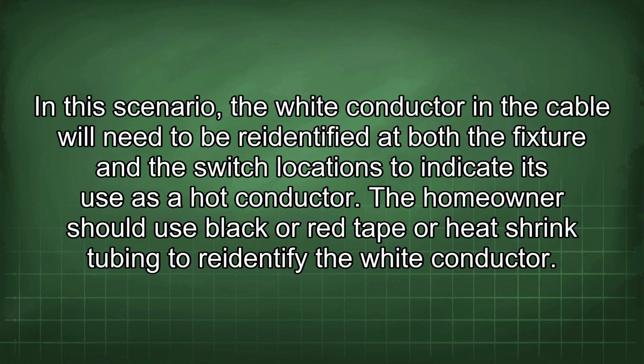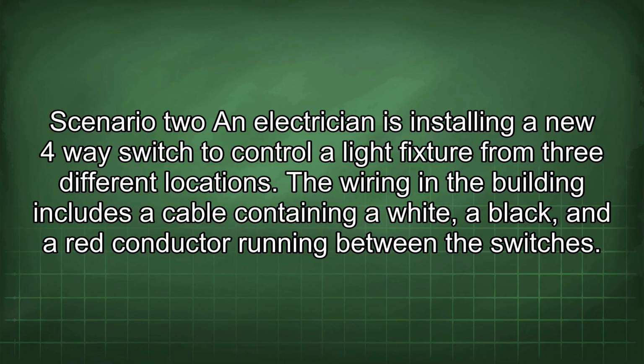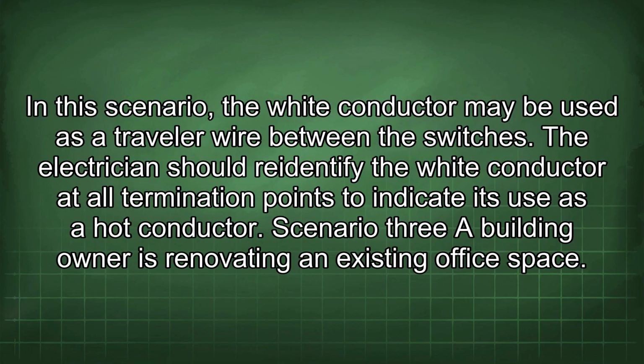The homeowner should use black or red tape or heat shrink tubing to re-identify the white conductor. Scenario 2: an electrician is installing a new 4-way switch to control a light fixture from 3 different locations. The wiring in the building includes a cable containing a white, a black, and a red conductor running between the switches. In this scenario, the white conductor may be used as a traveler wire between the switches. The electrician should re-identify the white conductor at all termination points to indicate its use as a hot conductor.